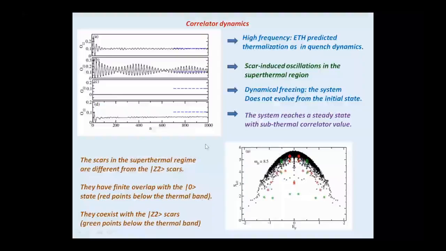Let me just try to explain. The first thing that we note is that here in the superthermal regime, this oscillation happens for scars, but these scars are completely different compared to what we found for the Z2 ones. In fact, what we found is that there are two types of scars which coexist with each other. The green ones are the ones which have overlap with the Z2 state, and the red ones are the ones which control the dynamics here, which have overlap with the 0 state.